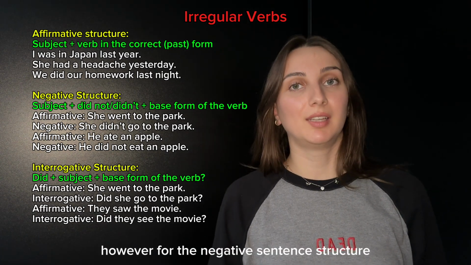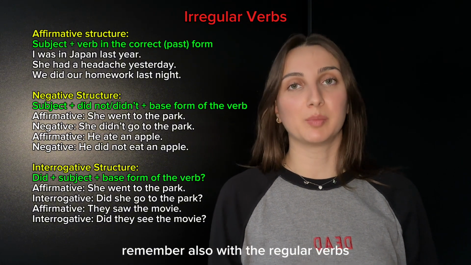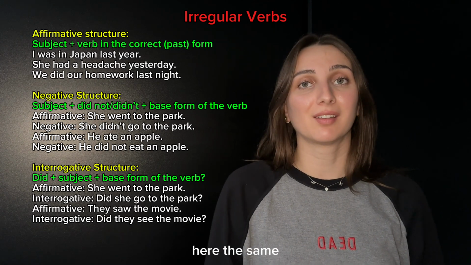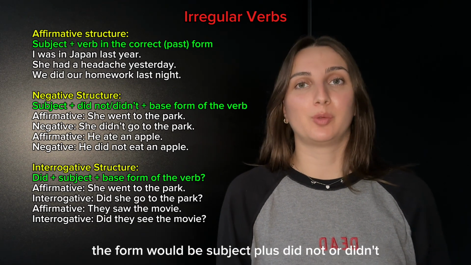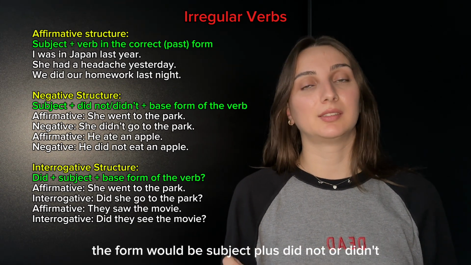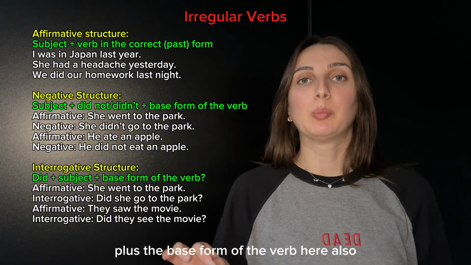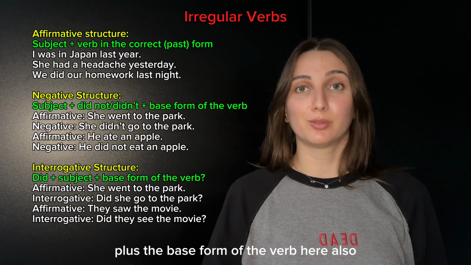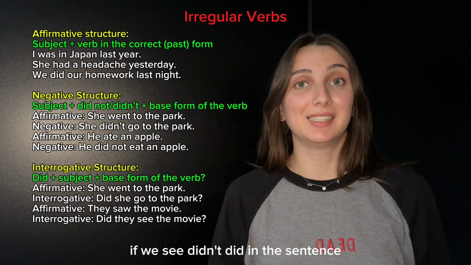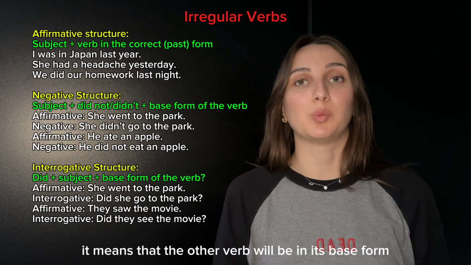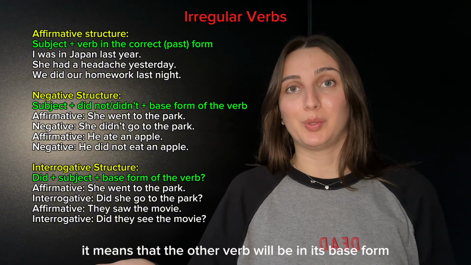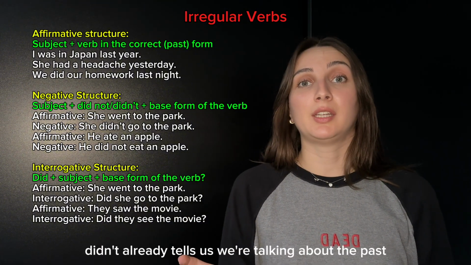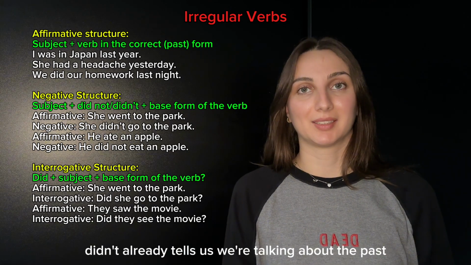However, for the negative sentence structure, also with the irregular verbs, we have something to remember. Here, the same. The form would be subject plus did not or didn't plus the base form of the verb. Here also, if we see didn't, did in the sentence, it means that the other verb will be in its base form. Did, didn't already tells us we're talking about the past.